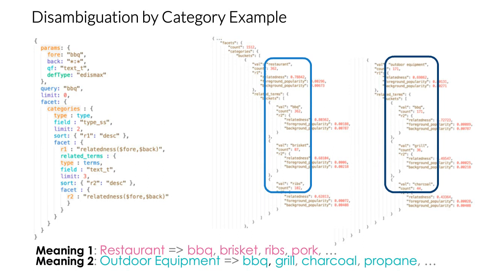So apologize for the small text here, but on the left-hand side, you see a series of information about restaurants, and BBQ is listed as one type of restaurant. Also in that highly biased definition of terms related to restaurants are brisket and ribs. To the right is the other category, which is outdoor equipment, and BBQ is listed there as well as grill, charcoal, etc. And so what you see here is the system can distinguish between two potential meanings of that string BBQ. There's a restaurant: BBQ, brisket, ribs, pork; and there's outdoor equipment: BBQ, grill, charcoal, propane, etc.